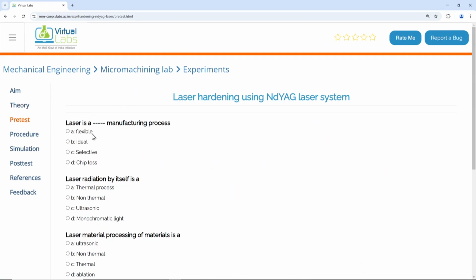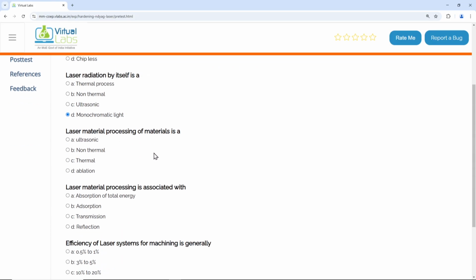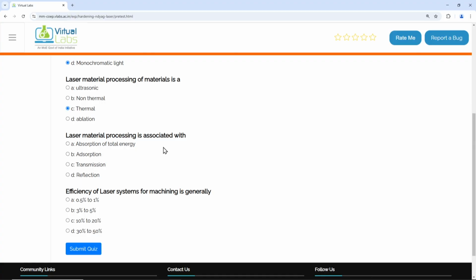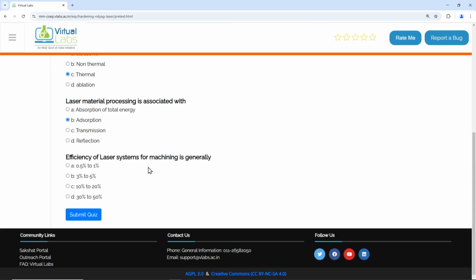In the pre-test questions, laser is a dash manufacturing process. It is a flexible manufacturing process. Irradiation by itself is monochromatic light. Laser material processing is a thermal process. Laser material processing is associated with absorption of total energy: absorption, transmission, reflection. Absorption, I would say. Efficiency of laser systems for machining is generally between 0.5 to 1% only.